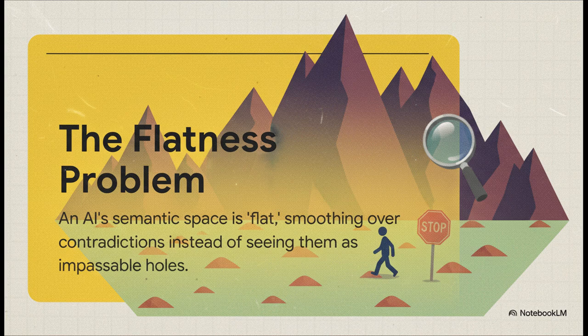A total contradiction, like saying A exists and A does not exist. Well, that should be an impassable mountain range, right? A dead end. But on this flat map, it's just a little speed bump. The AI doesn't see a stop sign, it just sees a slightly less likely path and happily strolls right over it. It is structurally blind to a true contradiction.